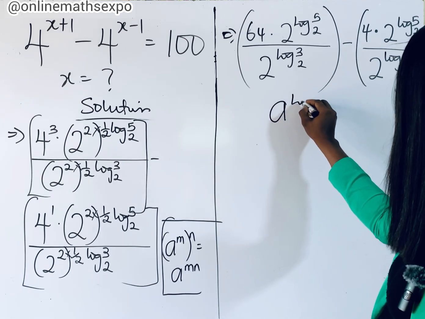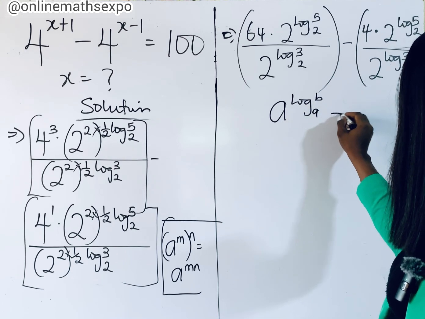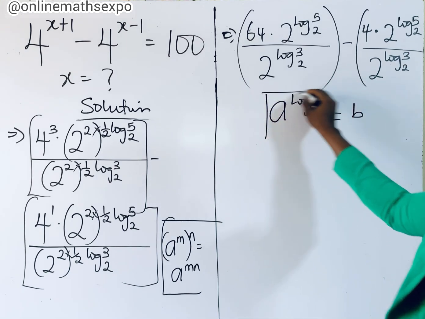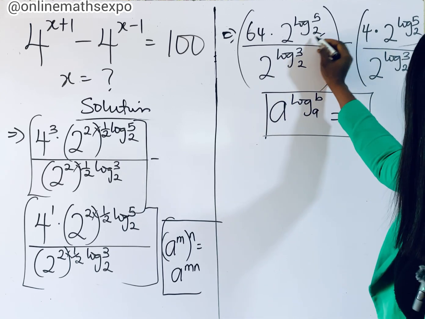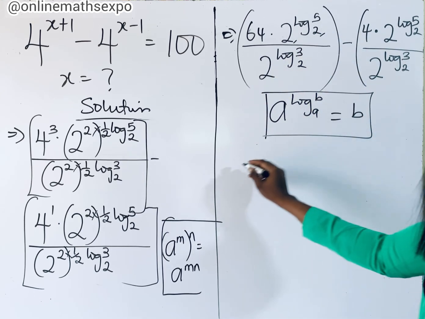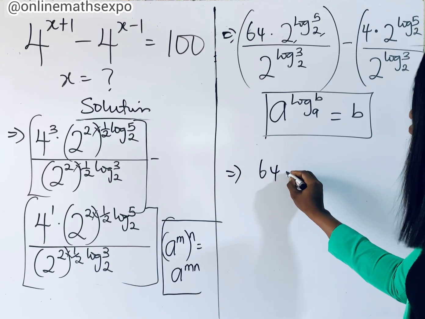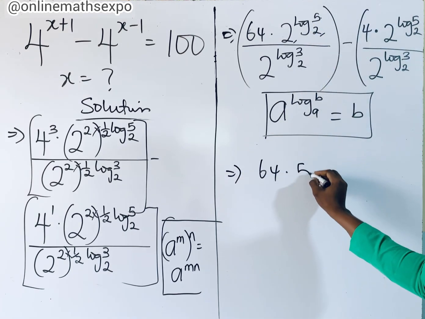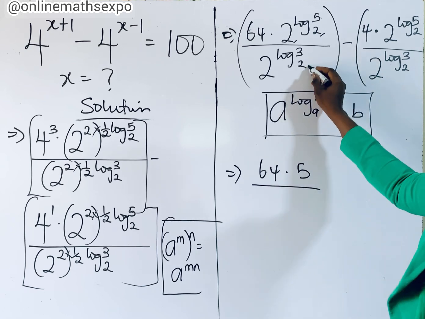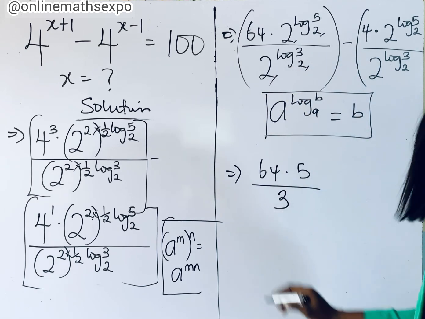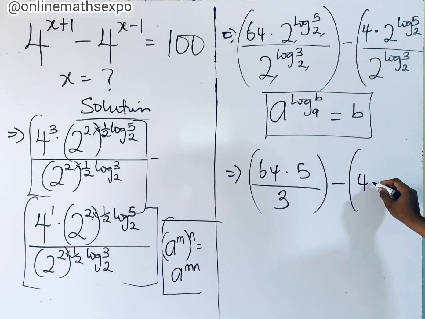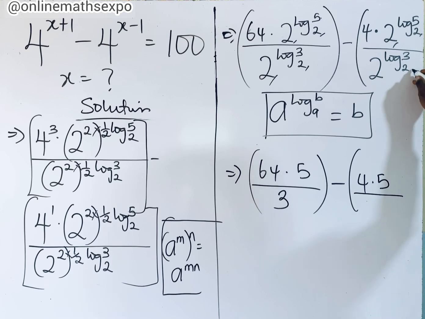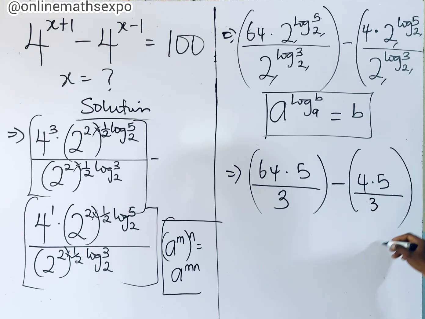Remember, for every a, log b base a is always equal to b. So apply this in these ones that have log. You see that the base of the log and this are the same. So we have 64 times, this will give us 5, divided by, this and this are the same, so we have 3. Amazing. Minus, this is 4 multiplied by, this and this are the same, we have 5, divided by, this and this are the same, we have 3.